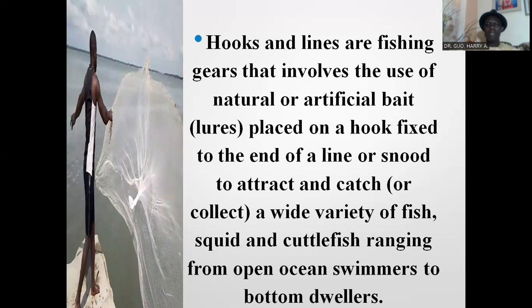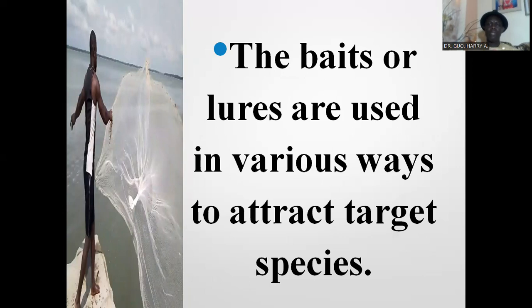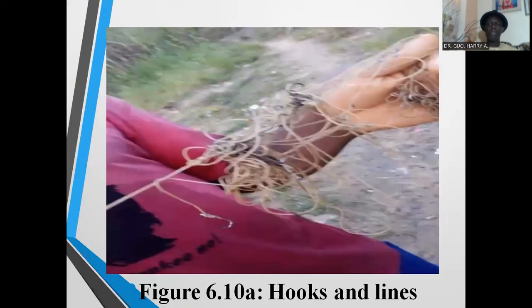It's usually necessary to know the diets of various fish, so that we use such baits to lure such a fish. The baits or lures are used in various ways to attract target species. So a very good knowledge of the diet of this target species is very important. The lures are attached to the hook and then to the various hooks, and then they are placed.